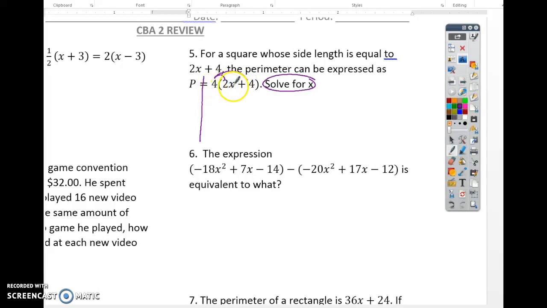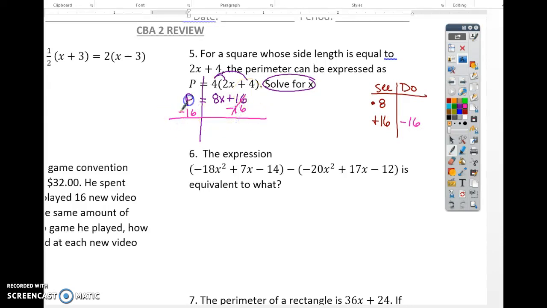4 times 2x is 8x. 4 times 4 is positive 16 equal p. Remember, I want the x by itself. So what's happening to the x? See do. The x is being multiplied by 8 right now. And they added 16. So what am I going to do first? Subtract 16 from both sides.